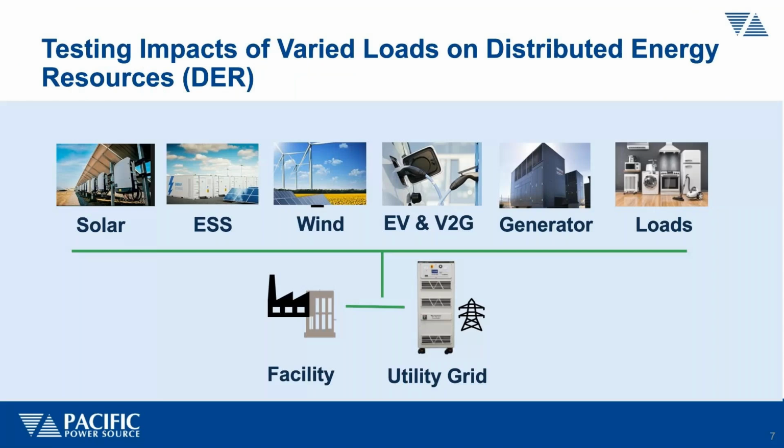Here are some examples of distributed energy resources that are commonly used these days to supplement the power grid and try to move away from the use of fossil fuels. So they include solar and some other resources that are able to generate power and contribute to the power grid demands.